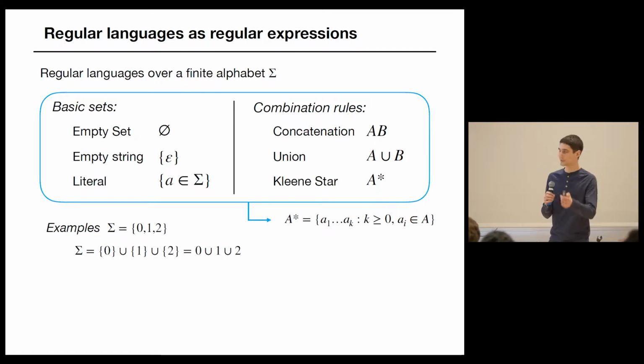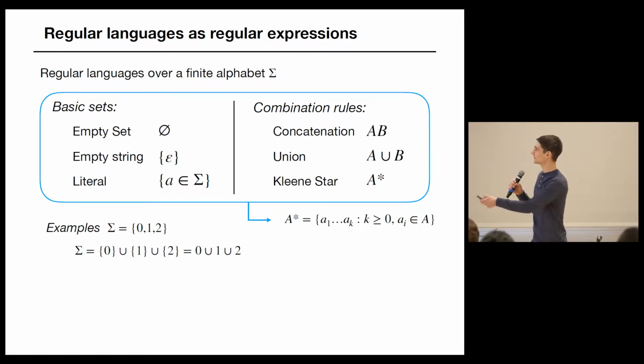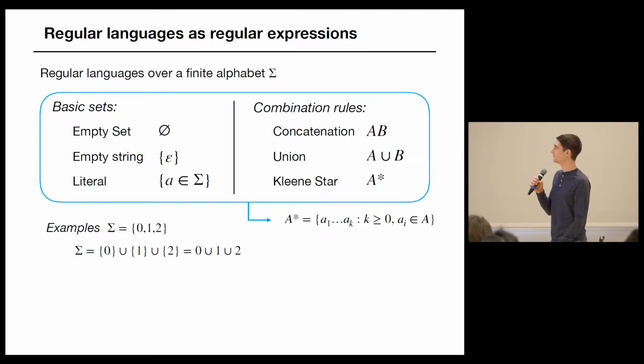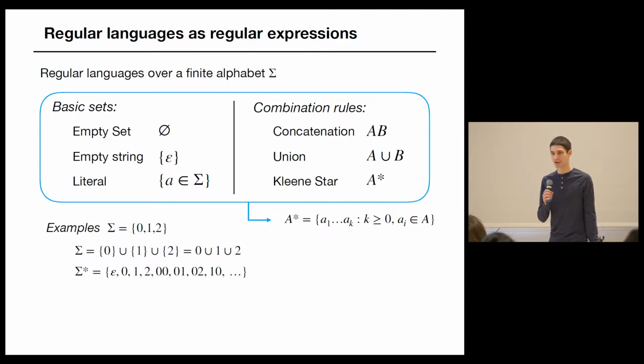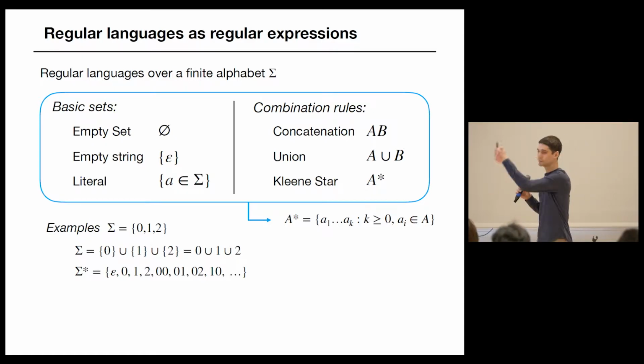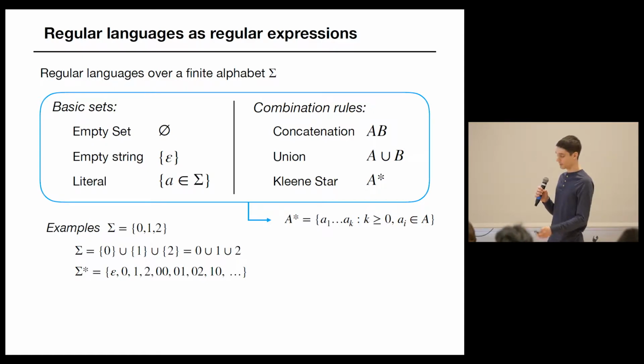First of all, we can construct the alphabet itself. We can just take the set containing 0, union the set containing 1, union the set containing 2, and this will just be equal to the alphabet. A bit of notation here: these braces are often cumbersome, so we often drop them. We can just say 0, union 1, union 2, and that means the same thing. Okay, if we apply the Kleene star operation to this, that just gives us all of the possible words that we could generate from our alphabet.